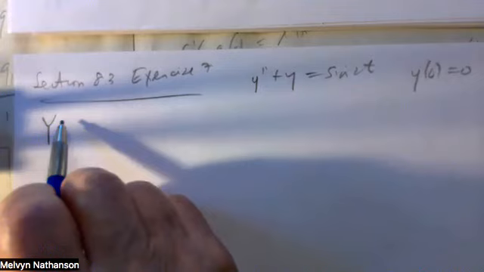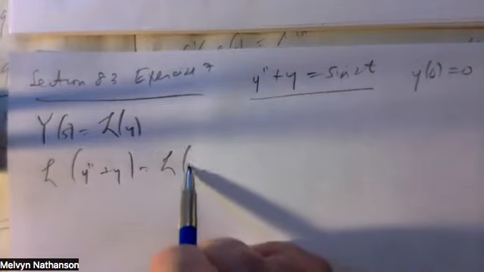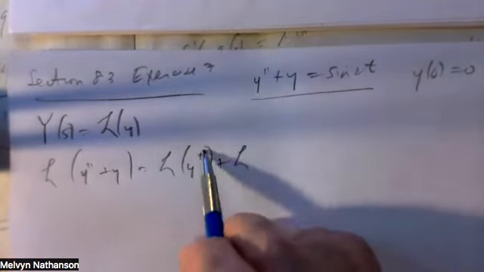Exercise 7. So we want to use the Laplace transform to solve the differential equation y double prime plus y equals the sine of 2t with the initial conditions that y of 0 equals 0 and y prime of 0 equals 1. So if y is a solution, suppose we let Y of s be the Laplace transform of y. So the Laplace transform of the left-hand side of our equation, y double prime plus y, is the Laplace transform of y double prime plus the Laplace transform of y.